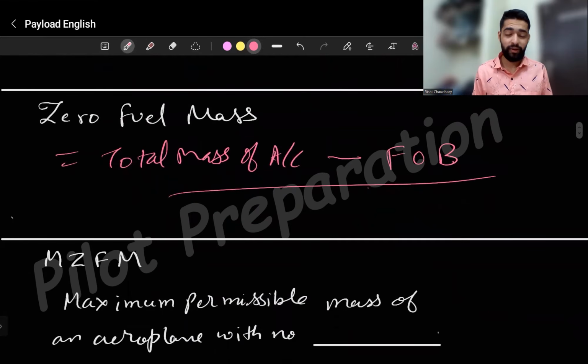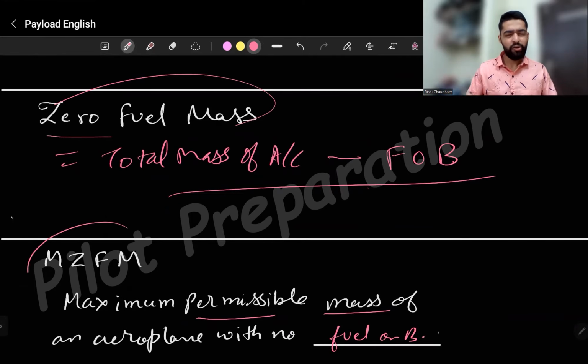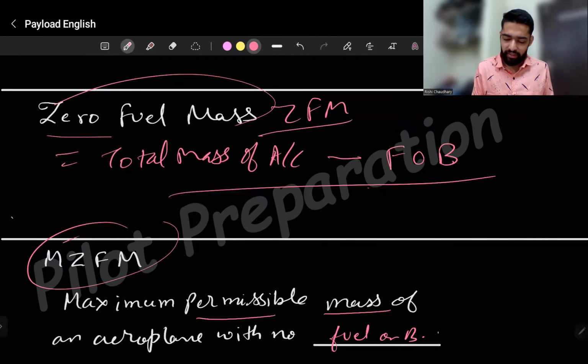What is maximum zero fuel mass? The maximum permissible mass of the aeroplane with no fuel on board, right? With no fuel on board. Again, the same thing. These are interchangeable. You will see a lot of terms in this chapter, but all the terms can be joined together and called as one. Just like ZFM and MZFM, these are kind of interchangeable. Okay, so we can say this is the maximum permissible mass of the airplane with no fuel on board. So this is maximum zero fuel mass.